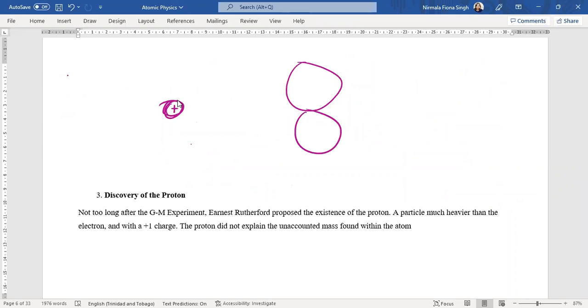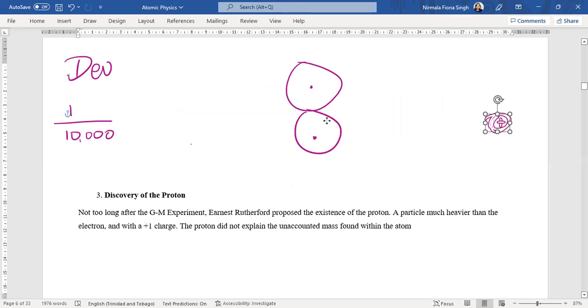So they did more experiments, right? And they then looked at one, the deviation meant that there was an isolated positive charge in your atom. And two, remember we said 1 out of less than 10,000 would get deviated. So that means the chance of hitting this isolated positive charge was small. So the chance of hitting this positive charge was really, really, really small, less than 1 out of 10,000.